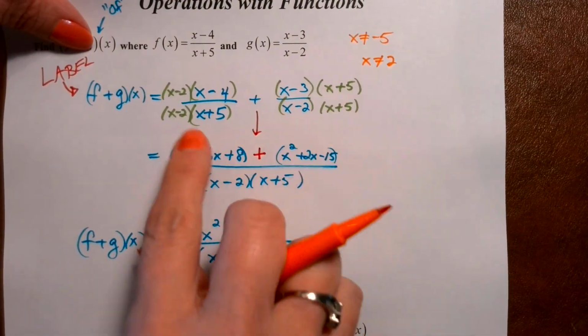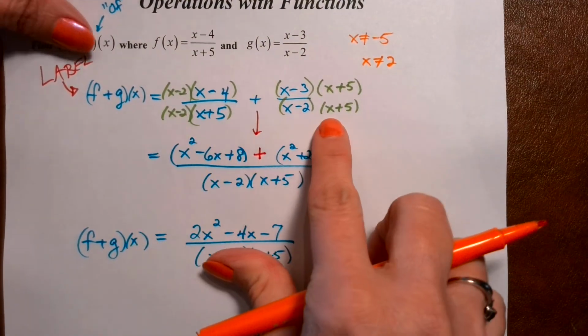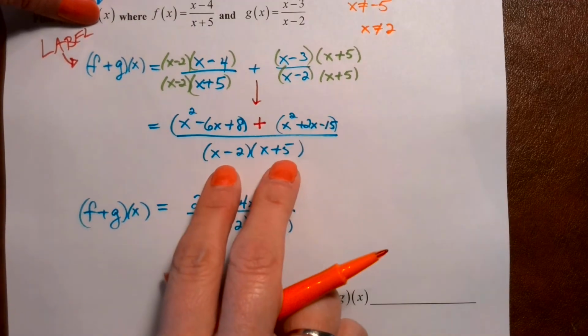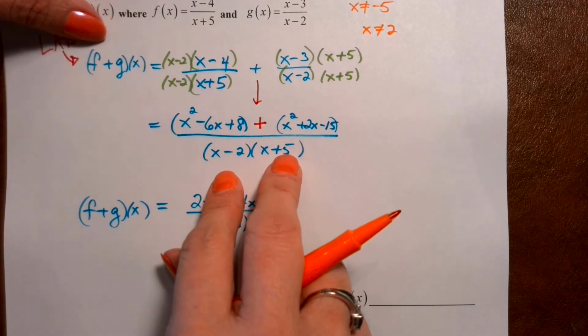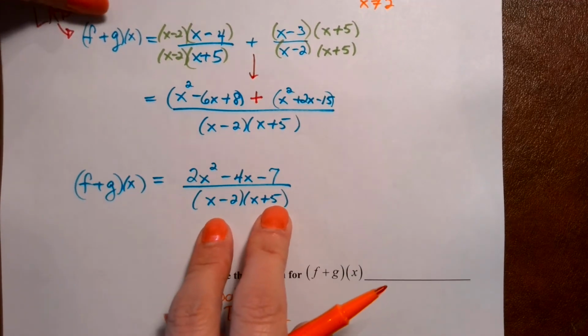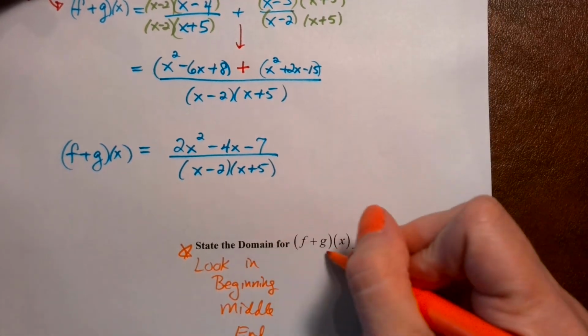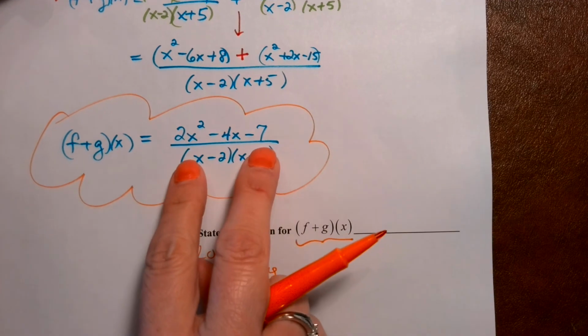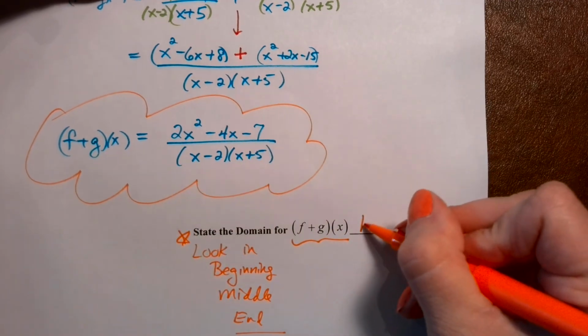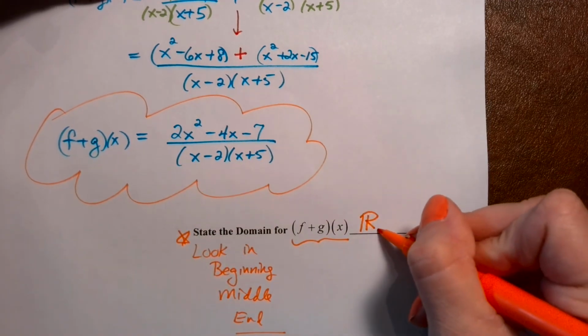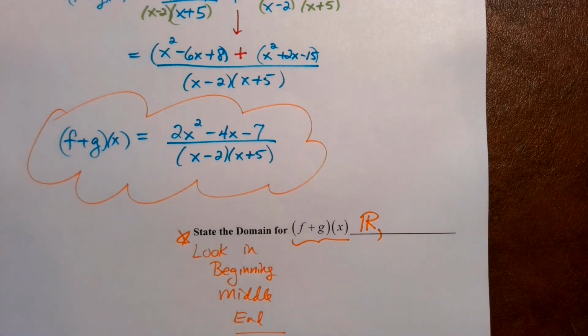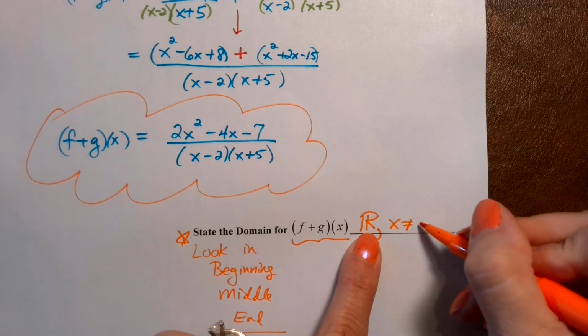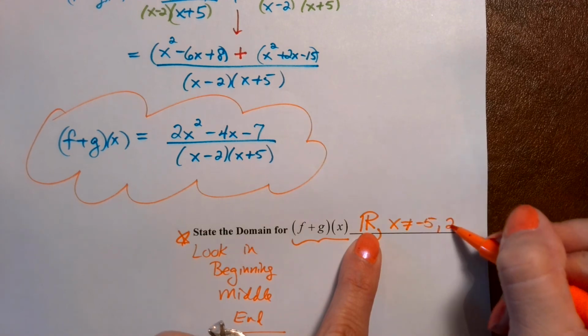In the work right here, 2 and negative 5, I've already considered them. The denominator right here is common. I've already considered them. Right here, I've already got it. So I think it's very clear that the domain for this new problem, for the sum of the two fractions, is all real numbers except, and it's very important that you say all other numbers are allowed, except I cannot use a negative 5 or a 2.